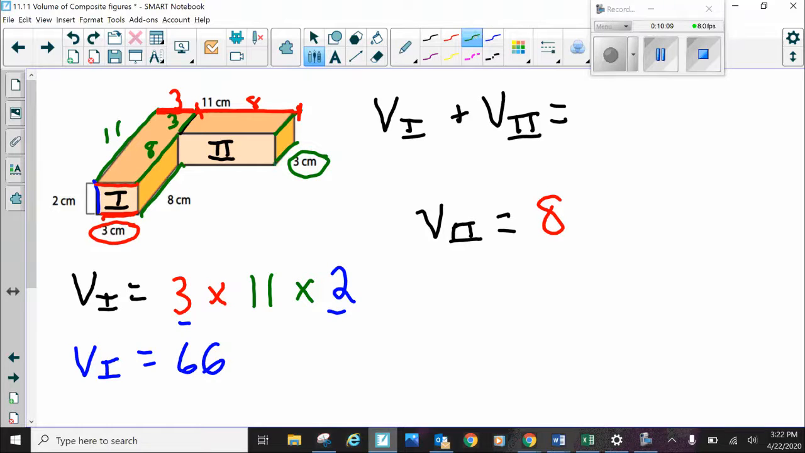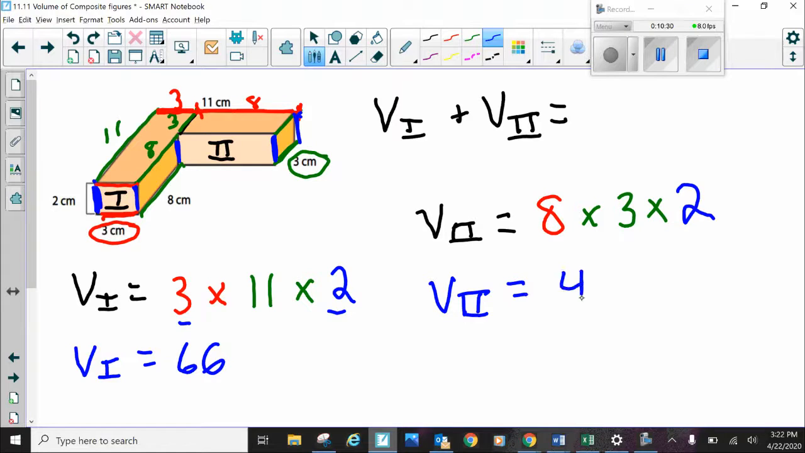Next, I've got to find my diagonal dimension. Well, this is an easy one. The diagonal dimension is sitting right there for me. And then finally, I have to find my height, which is another easy one. The height of the whole shape is 2. It's the same all the way around. I've got my 3 dimensions. All I have to do is multiply. Here I might do 8 times 3 is 24, times 2, 48 cubic centimeters.